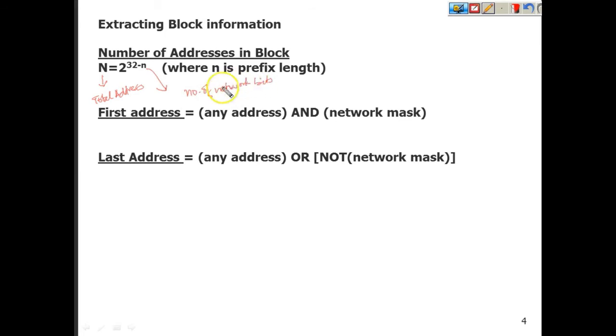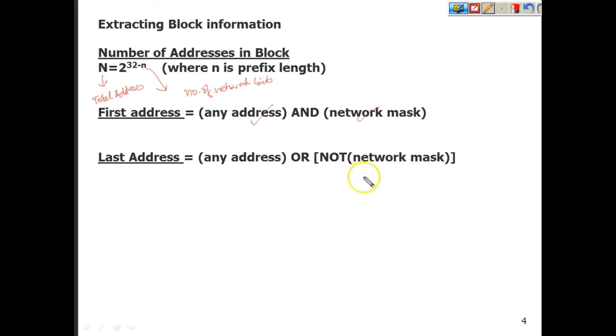So by using this formula we can find the size of the network. The first address can be found by taking any address in the network and doing the AND operation with the network mask. Similarly, for the last address we are using this formula. Network mask we already discussed.